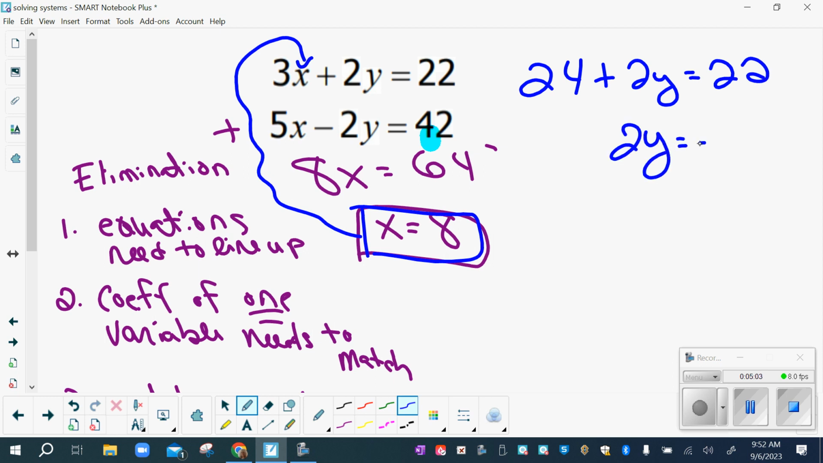2y equals negative 2, y equals negative 1. I'm going to tell you a dirty teacher secret. We always say to you, check your work. Plug those back in and see if they work. I have to say, in 36 years of doing math, I never check my work.